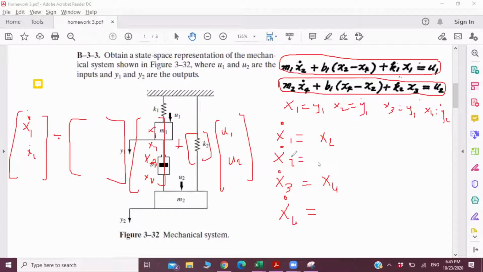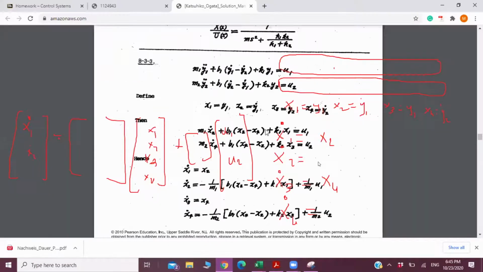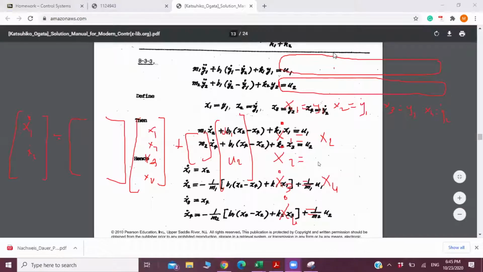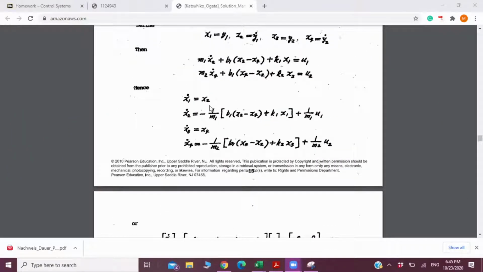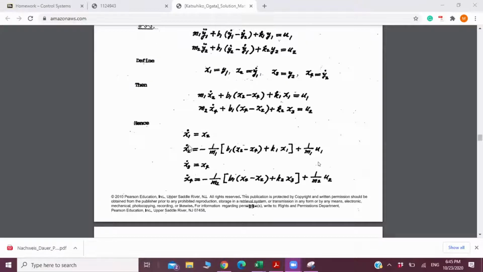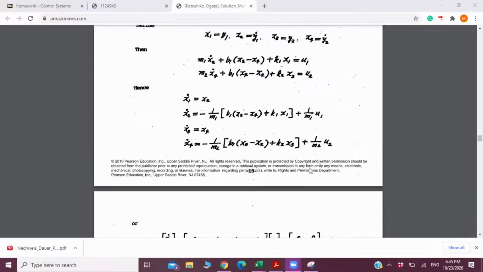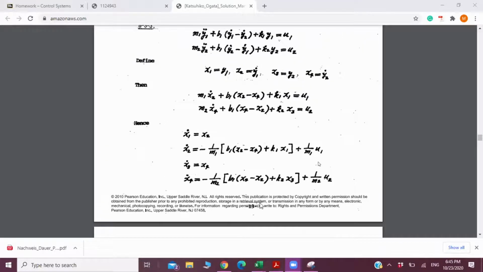Now, if we do that and put everything in place, just let me clear everything. So that's what we had. x1 prime is equal to x2. x2 prime is equal to minus 1 over m1 and this. x3 dot is equal to x4, and x4 dot is equal to this. Then all I have to do is draw the matrix.